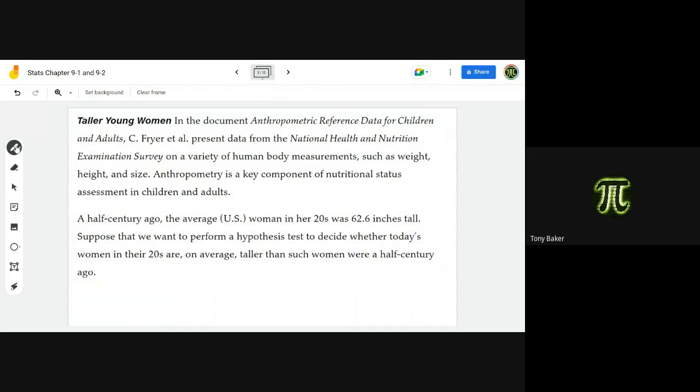All right. So again, we want our null hypothesis and our alternate hypothesis. It says, and this is actually similar to a problem that you guys had to do on your test: a half century ago, the average U.S. woman in her 20s was 62.6 inches tall. Suppose we want to perform a hypothesis test to decide whether today's women in their 20s are on average taller than such women were half a century ago. What is my null hypothesis? Yes, my null hypothesis is 62.6 inches tall.